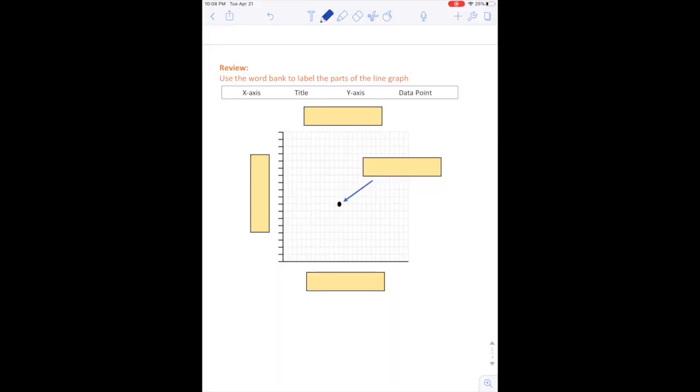All right, the first thing we are going to start with is a little review. We're going to use these words in the word bank to label the parts of the graph. If you remember from Monday, we labeled some parts of the graph. I used the words x-axis and y-axis quite a bit. If you remember which one was the x-axis, that is the one down here. And the y-axis then is the one that's left here.